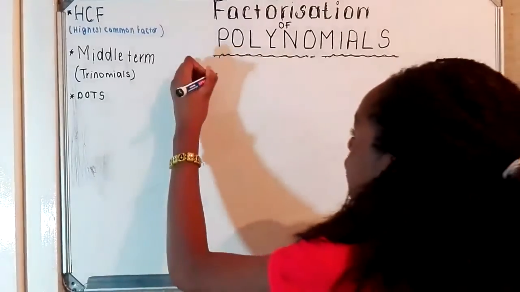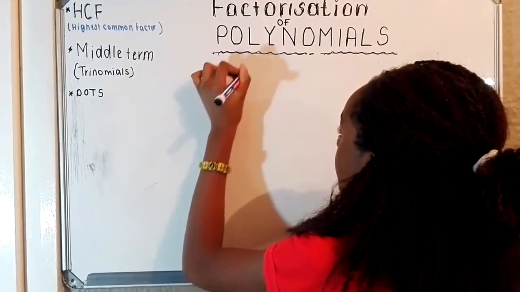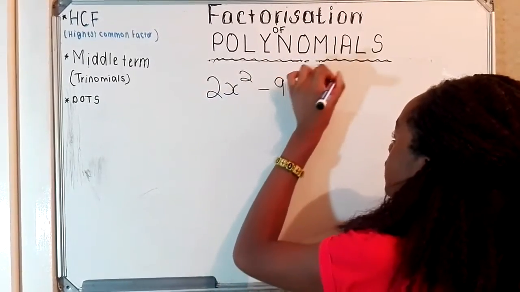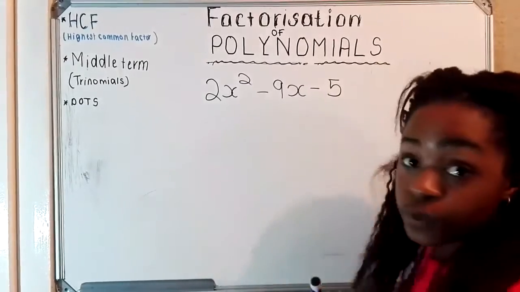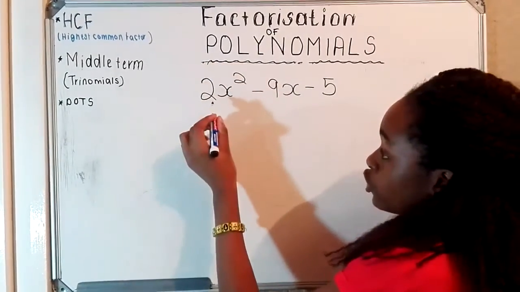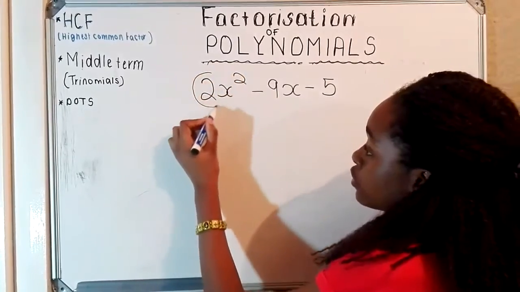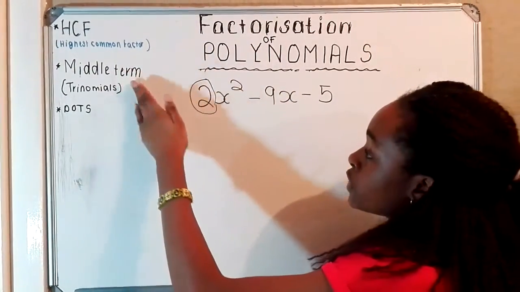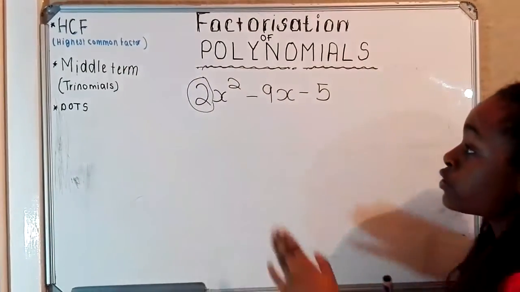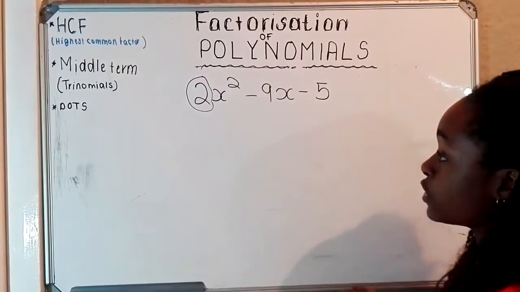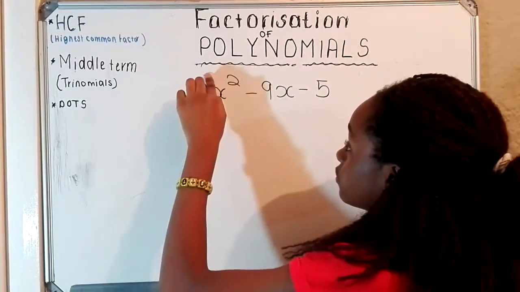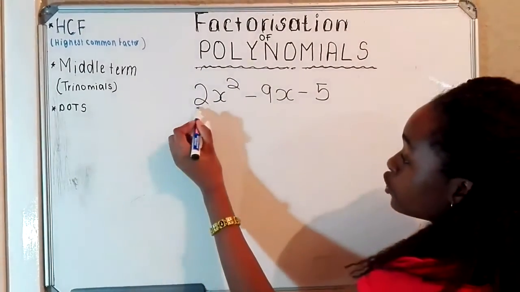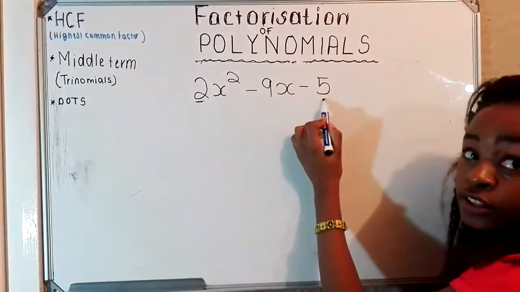Okay, here's another example. Say we have 2x squared minus 9x minus 5, okay? So I hope you guys noticed that our leading coefficient, which is 2, is not 1, okay? So that means we cannot go with the normal, usual middle term method like we did in the previous exercises. So there's a different method, and I'm going to show you how to use it, okay? So let me just take that off for now.